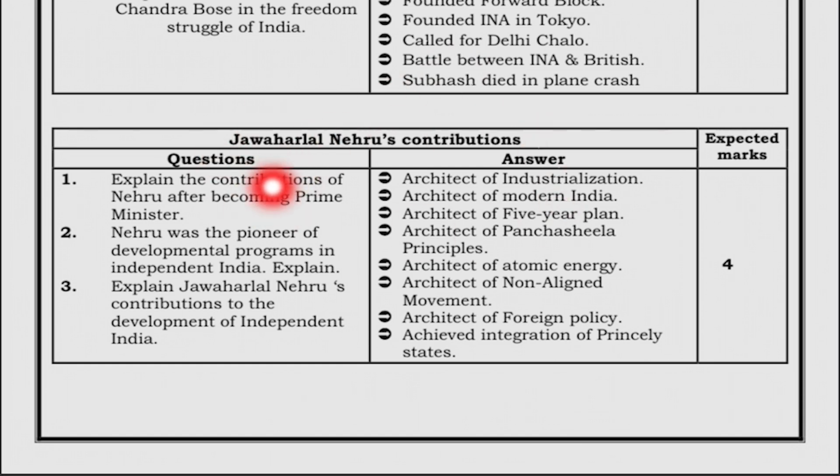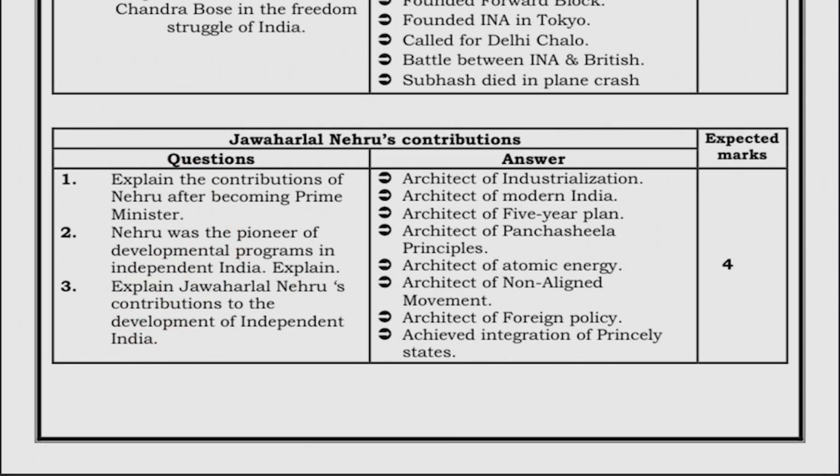Coming to Nehru's contribution, which is expected for 4 marks, explain the contribution of Nehru after becoming a prime minister. Nehru was the pioneer of developmental program in independent India. Explain Jawaharlal Nehru's contribution to the development of India. Either way the question can be asked.